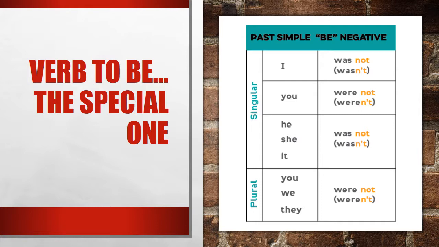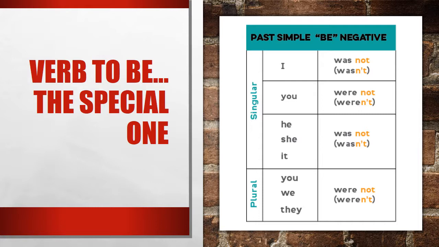With all the other verbs, we will never see the word did in a sentence that contains was or were when we're talking about a past action. So it's just a matter of adding not, and that's it. And you can have it in contracted form or in non-contracted form. So it can be I was not or I wasn't, and it means the same.